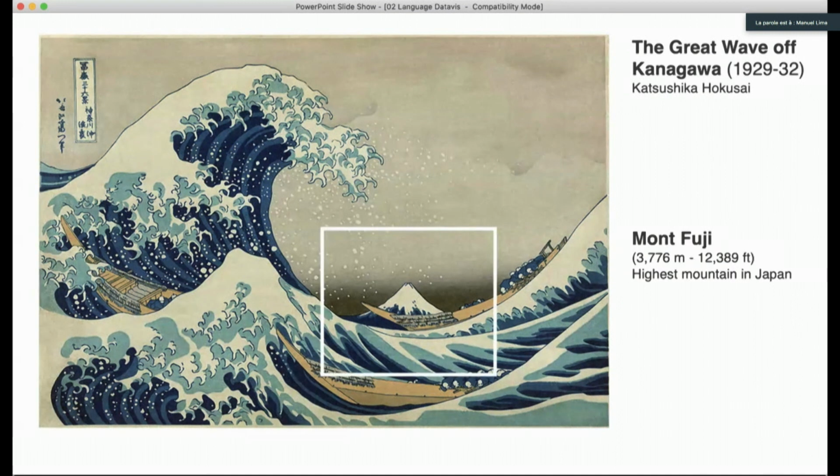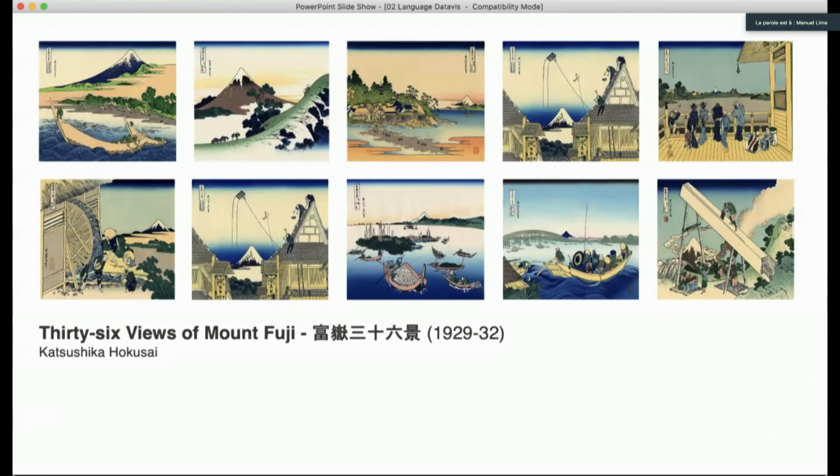But the main subject of this painting is actually Mount Fuji, the highest mountain in Japan, which you can see at the very foreground of the painting. And in fact, this painting is part of a collection of paintings called the 36 Views of Mount Fuji, where you see Mount Fuji from the city, from the mountains, from the plains, from every possible angle. It's almost as if you had a 360-degree camera, and you were just shooting Mount Fuji from every possible viewpoint, right?